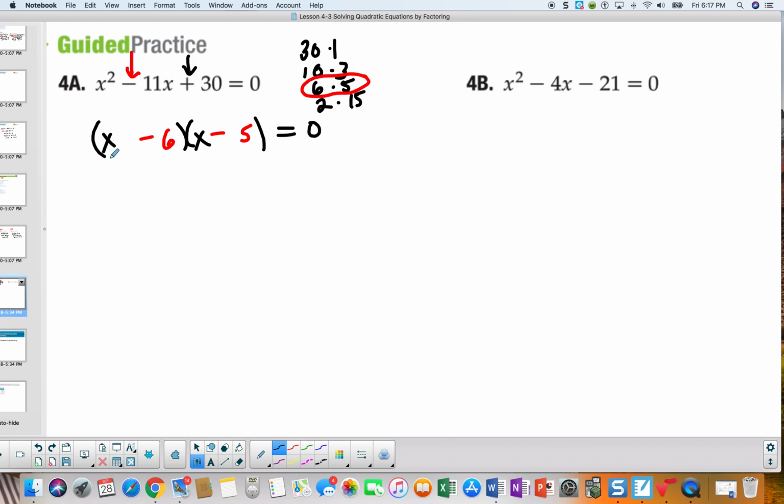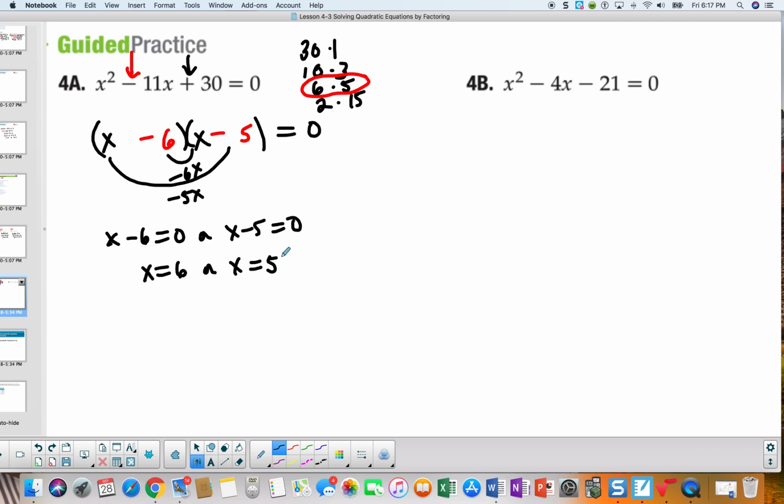Okay, now check your work. The outer will be negative 5x. The inner will be negative 6x. This adds up to negative 11x. So we're sure we have factored it correctly. Now we can go ahead and solve. So x is equal to 6, or x is equal to 5.